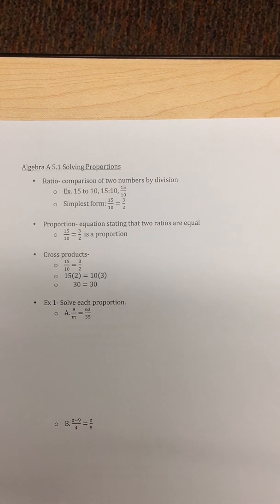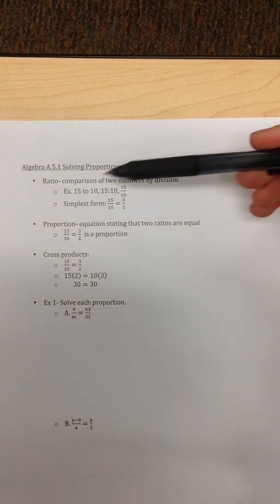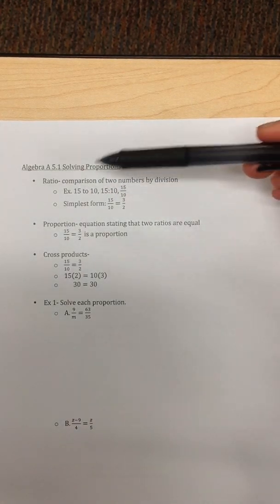This section is 5.1, solving proportions. Okay, so the first thing that we have is the definition of a ratio. That's a comparison of two numbers by division. So we've got a couple different ways you can write a ratio out.